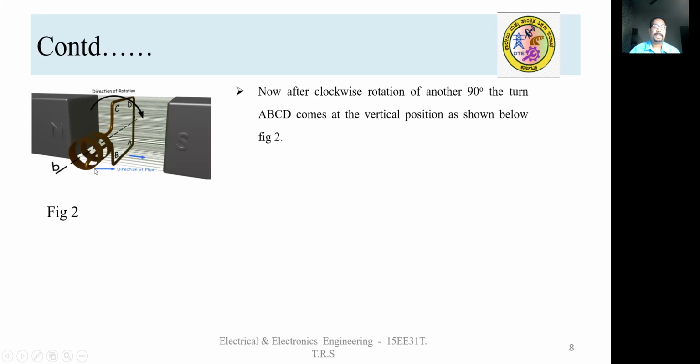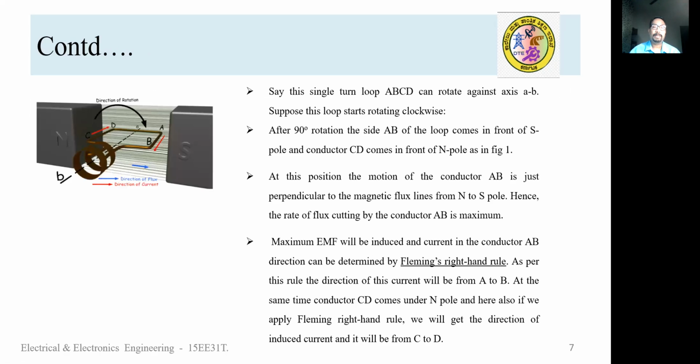Now compare that diagram with this. So in this diagram, the coil side AB is under the influence of S pole. Coil side CD is under the influence of N pole. And also note down, in coil side AB, induced EMF is coming towards the observer.